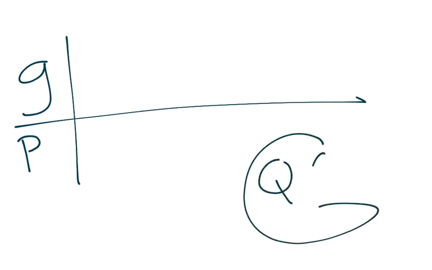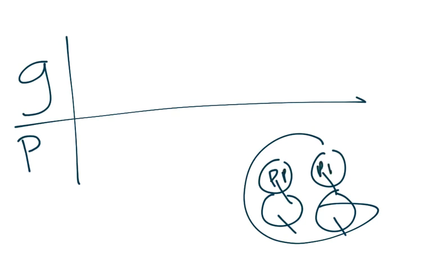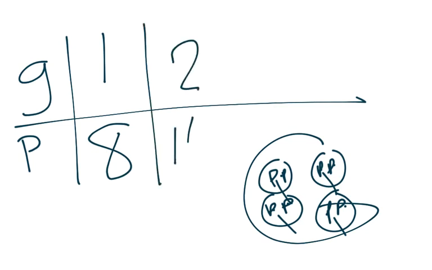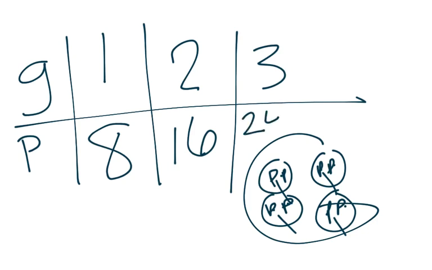If I was making a cup or gallon to pint chart, just think. In Gallon Kingdom, there are 4 queens. Each queen has a prince and a princess. So I have 1, 2, 3, 4, 5, 6, 7, 8. 1 gallon's going to have 8 pints. 2 gallons is going to have 16 pints. 3 gallons is going to have 24 pints.